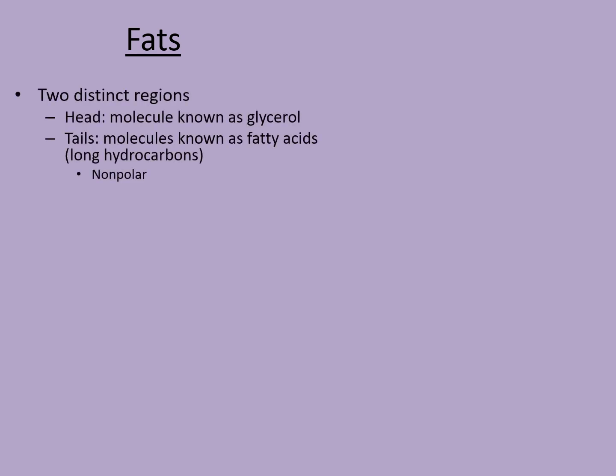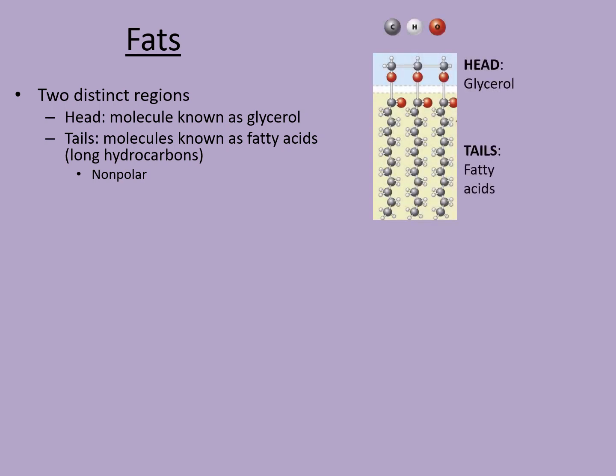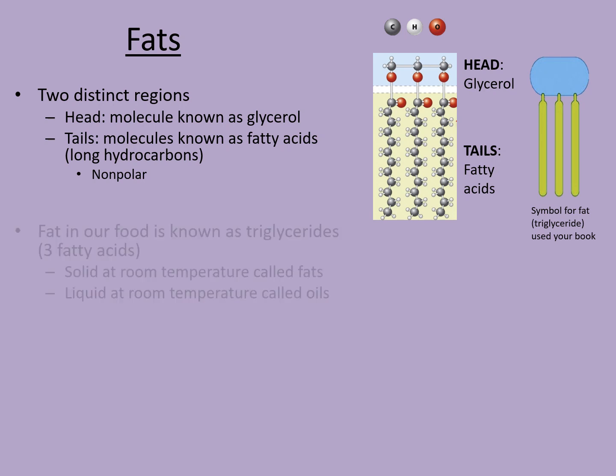When you take a look at fats, they have two distinct regions. You have a head, a molecule known as glycerol, and then tails, known as fatty acids. They are long hydrocarbons, and they're nonpolar. So you can see you have a head and you have the fatty acid tails. This is the symbol for fat, a triglyceride, which is what's used in the book, over here on the right.